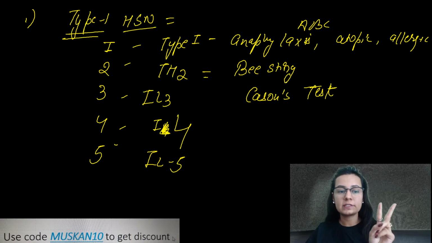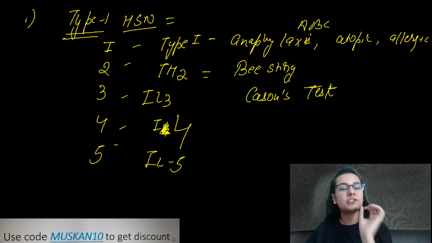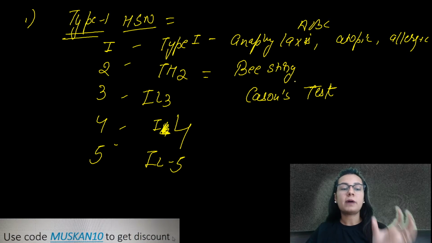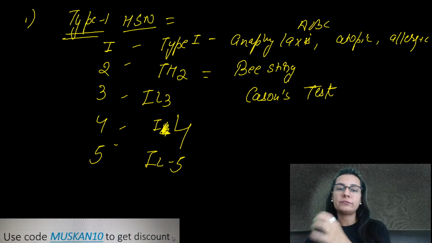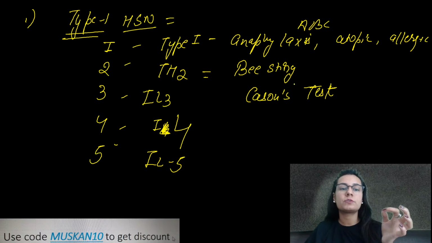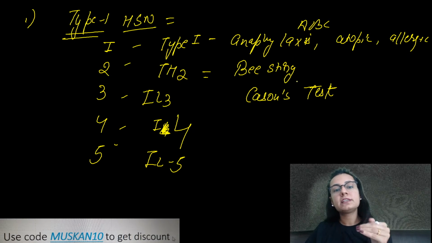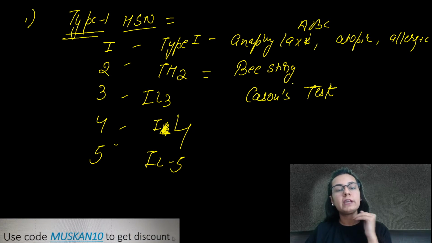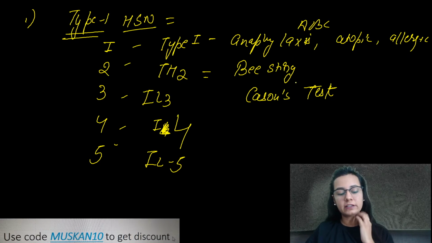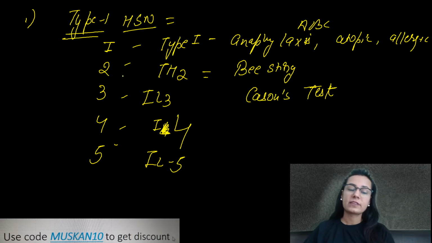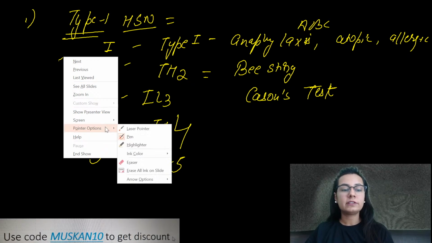When we talk about type 1 hypersensitivity, TH2, T helper 2 cells take part, with interleukin 3, 4 and 5. It is interleukin 4 that is mainly responsible for type 1 hypersensitivity. And from A, B, C: anaphylaxis, atopy, allergic, and B sting and the Casoni test are the main examples of type 1 hypersensitivity. Okay, now we are done with the mnemonics. We'll come to the mechanism now. So it was easy.